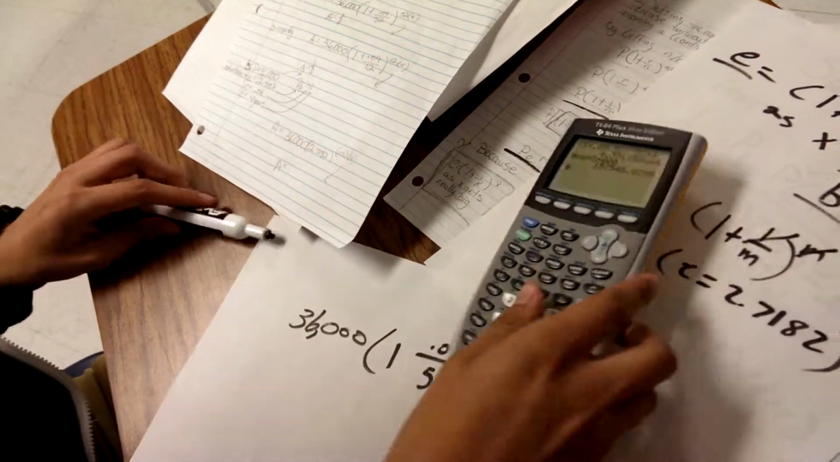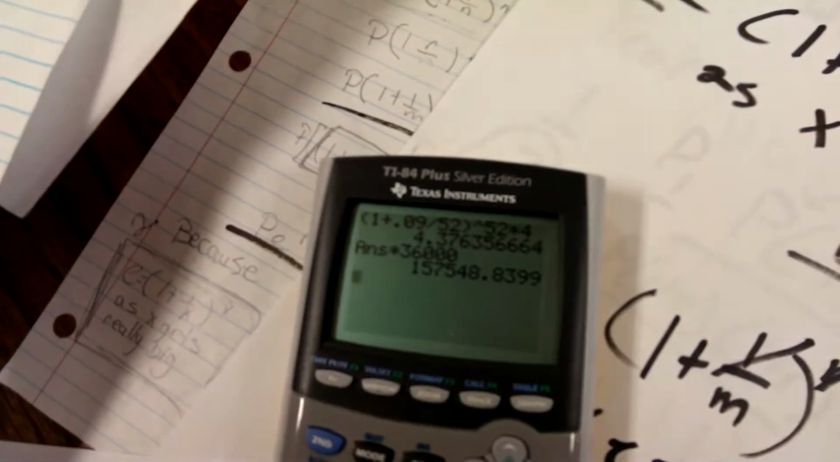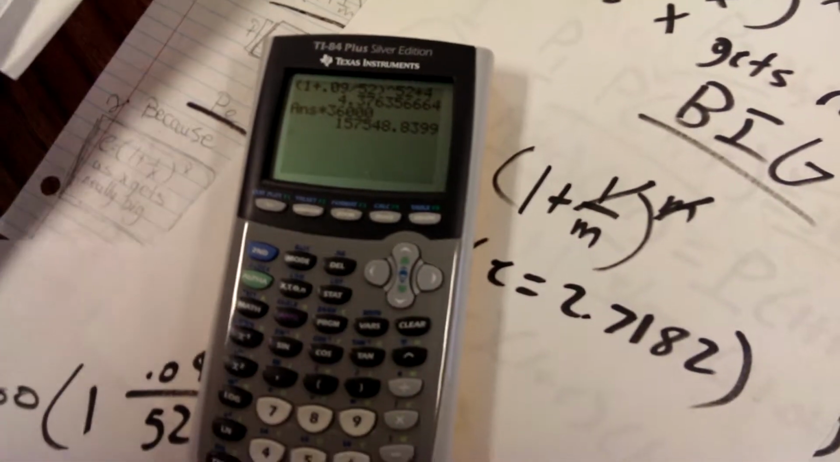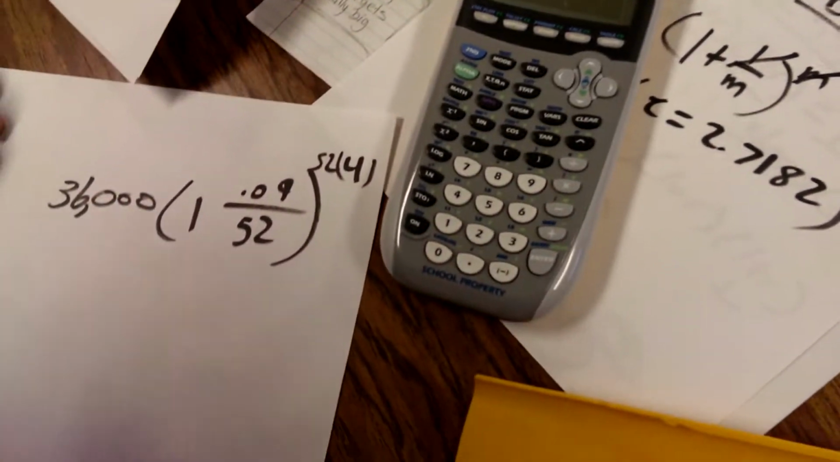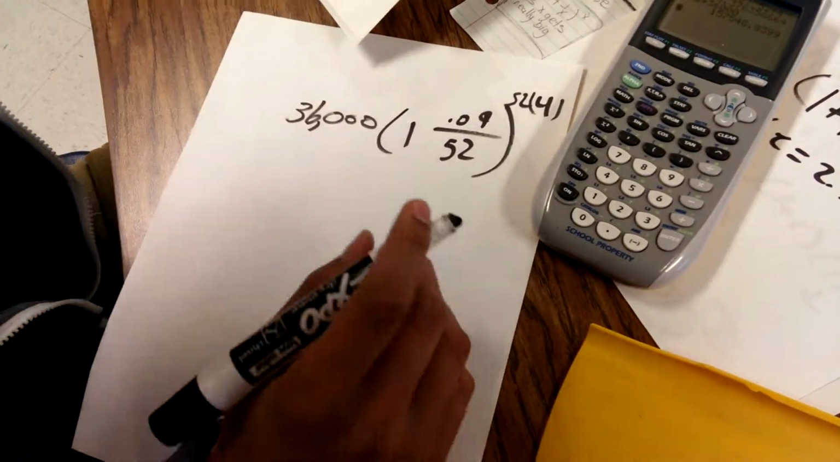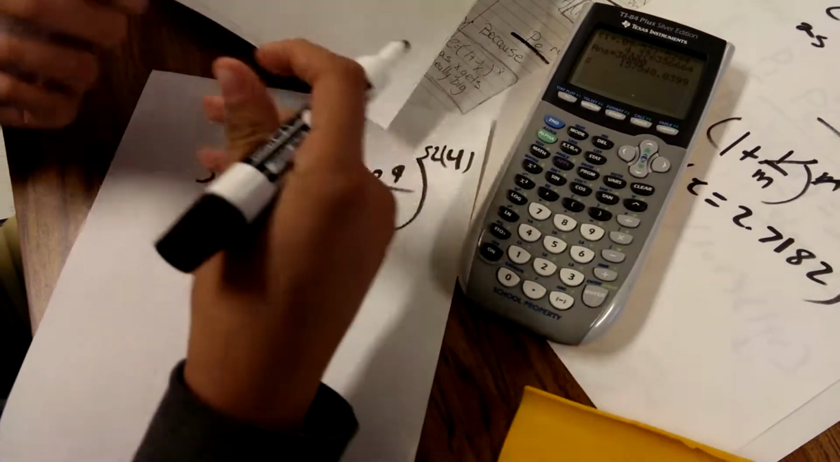Alright, so that's our answer. That's the amount of cash we're going to have. That's a lot of money. Now, that was for weekly compounding. Now we're going to give you an example with continuous compounding.